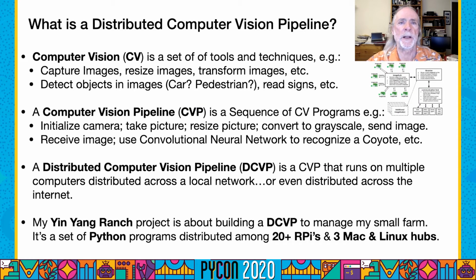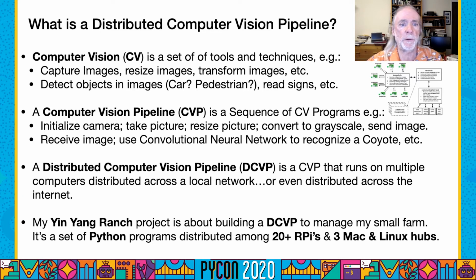So what do I mean by a distributed computer vision pipeline? Well, computer vision is a whole bunch of techniques that capture images, resize them, perhaps transform them, and techniques that detect objects in images, like, is that a car or a pedestrian? Can I read the road sign? A computer vision pipeline is a sequence of computer vision programs, different ones doing different things.